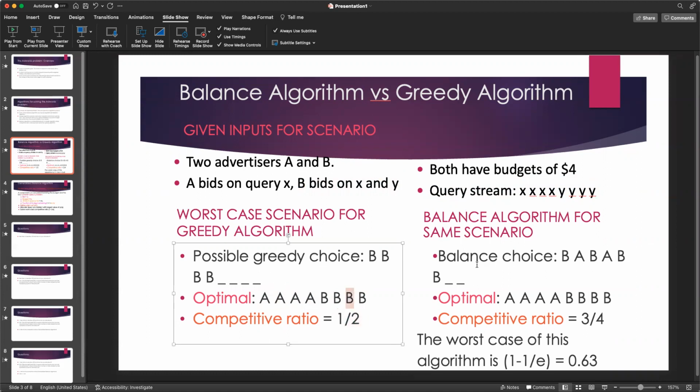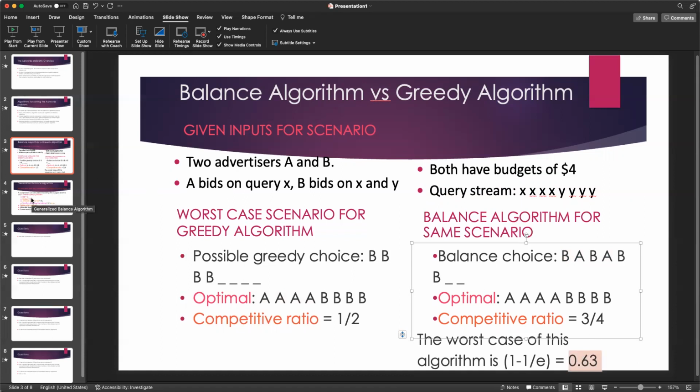But with the balance choice, if you use the balance algorithm, the choice will be B, and then we don't know what will happen. But the optimal choice is again A. So the competitive ratio, if you compare over here, is 3/4. The worst case competitive ratio of this algorithm is 0.63 in our case.